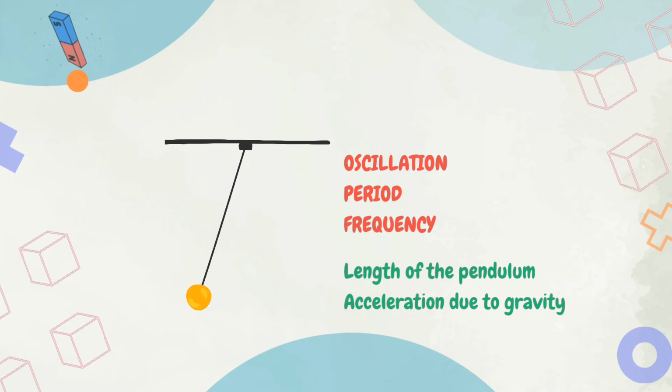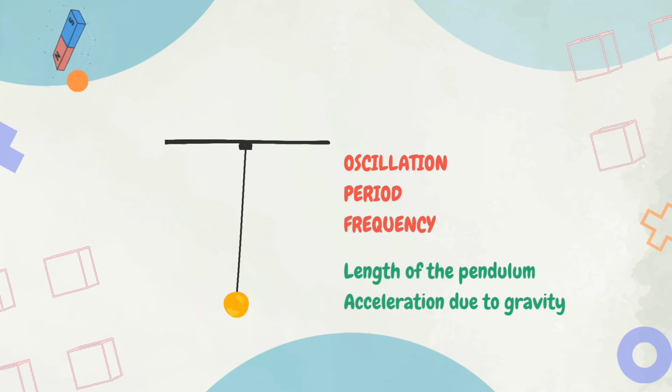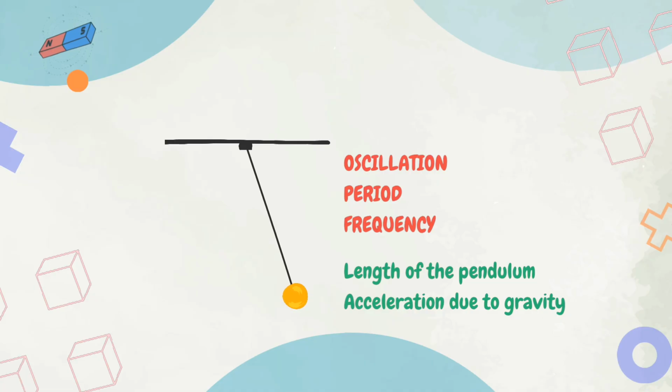The longer the length of the pendulum, the larger the period. The stronger the gravitational force, the smaller the period of the pendulum.